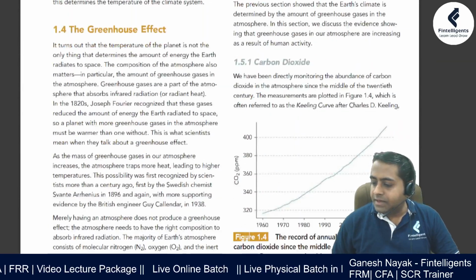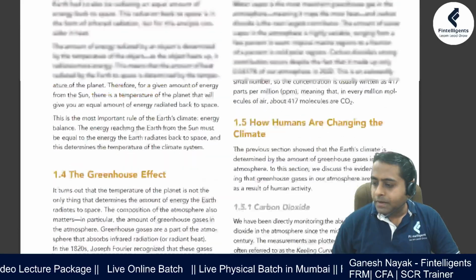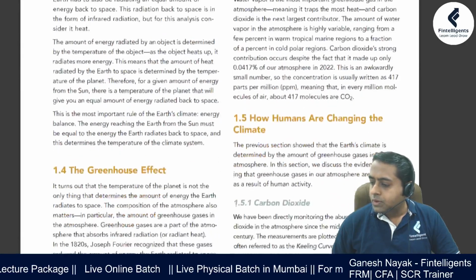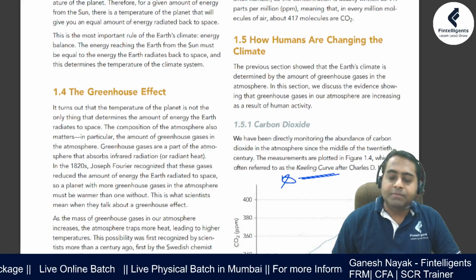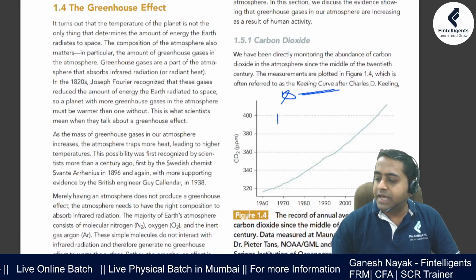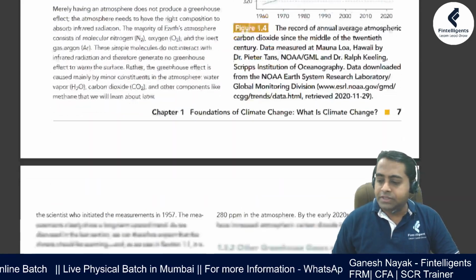Greenhouse gas effect, how humans are changing. Keeling's curve, the concept is important. So definitely mark this diagram also as star. They might ask you more content related to this.